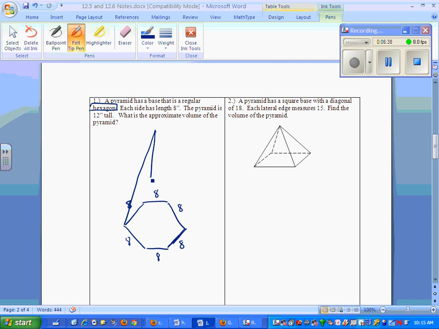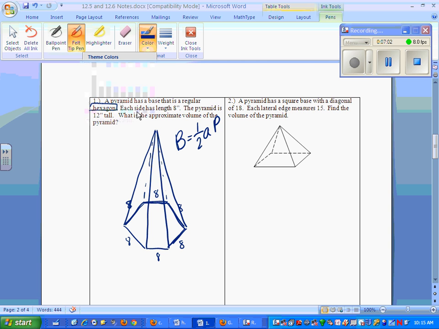And it comes to a point because it's a pyramid. Okay, remember the area of a hexagon is 1/2 A times P, so we have to find the apothem in this case. Okay, so we just did an example like this in the homework.